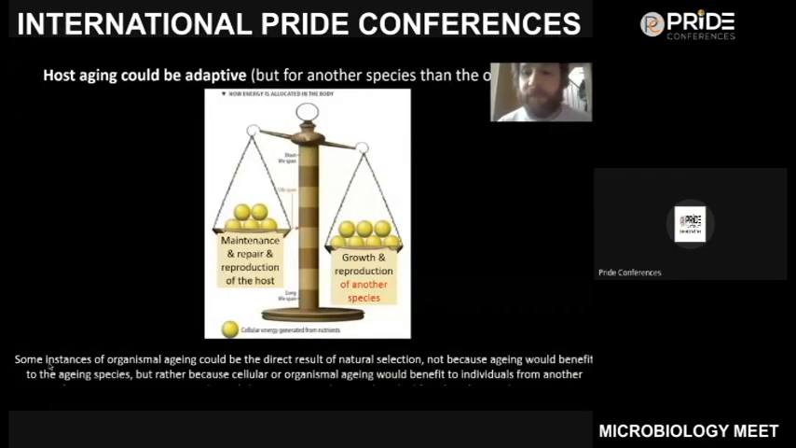Why does it matter? From a fundamental perspective, because you remember that in the current evolutionary theory of aging, aging will not evolve directly as a result of selection. But here, aging of a host can evolve directly as a result of selection going on in another species, when the selection actually favors the growth and reproduction of another species at the expense of the maintenance, repair, and reproduction of the host.